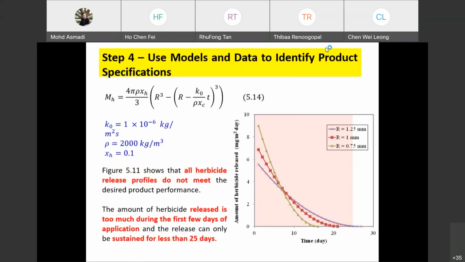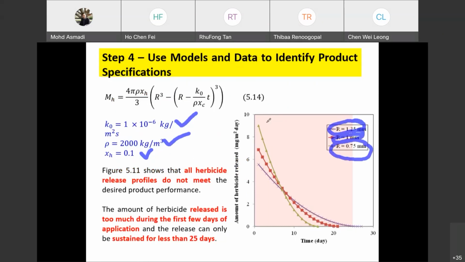This one, K naught. K naught is the dissolution rate, and rho is the density. XH is the what is it? The herbicide mass fraction. Just substitute, so we can get this profile. This is the radius, different radius. We test with the different radius, right?